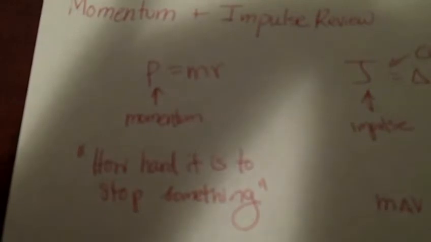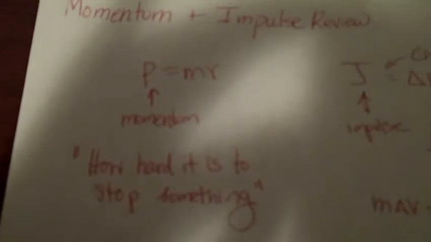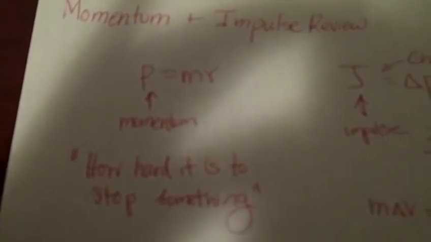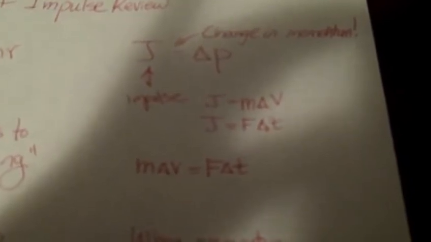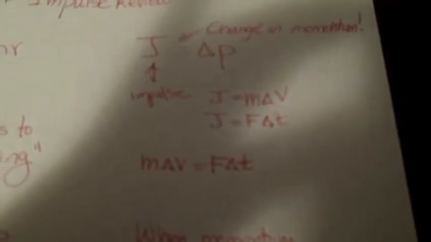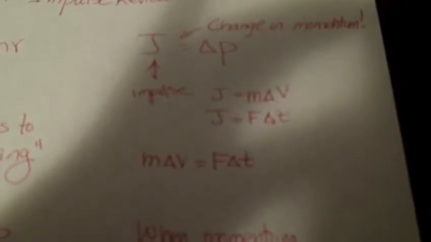Okay, so momentum is basically how hard it is to stop something. The equation for momentum, P stands for momentum, equals mv. And impulse, on the other hand, which is different, is the change in momentum. There are a couple of equations that I gave you earlier for impulse. One is J equals m delta v, another is J equals F delta t, and combining those two, m delta v equals F delta t.